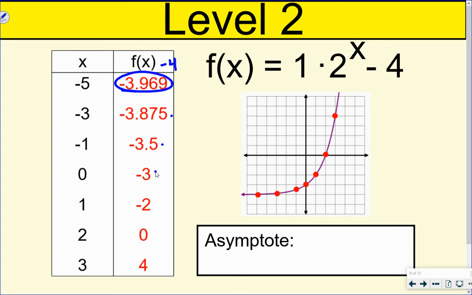Now let's look at our graph. This is where my asymptote is because that's where it's leveling out. Okay, let's count. 1, 2, 3, 4. Hey, that is -4. So this time my asymptote, or my fence, is at -4. It's getting really close to -4. It will never cross it.